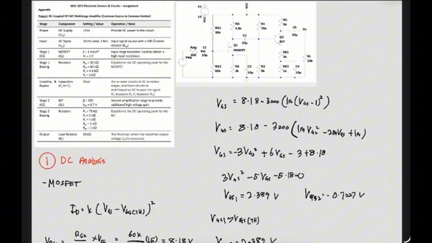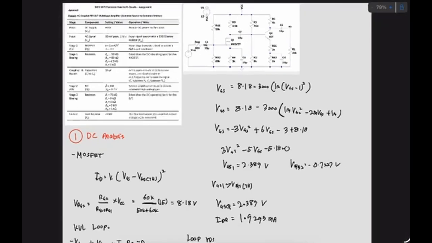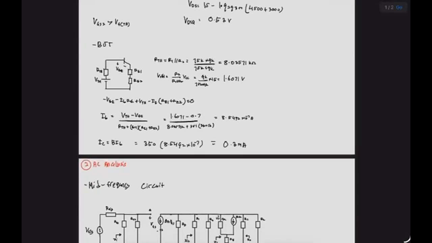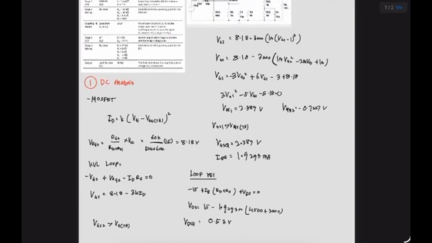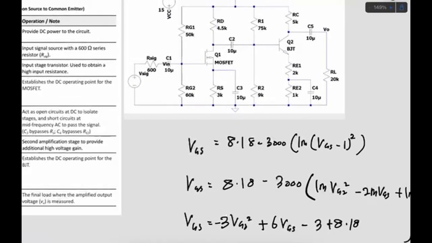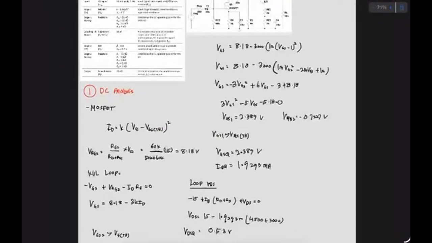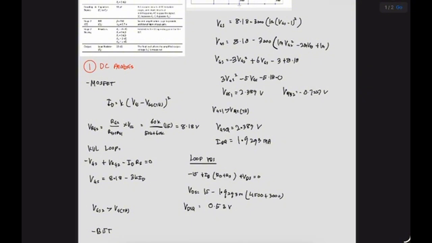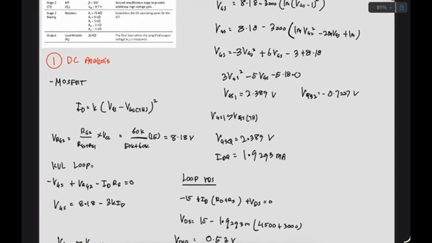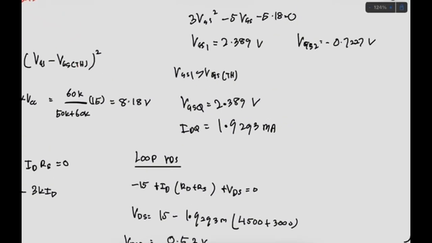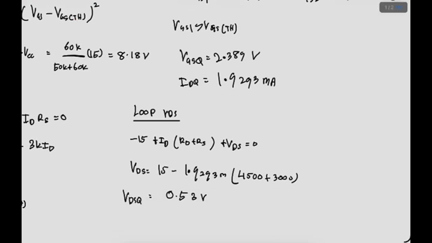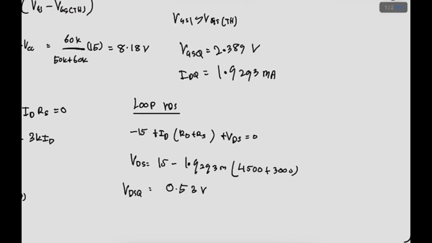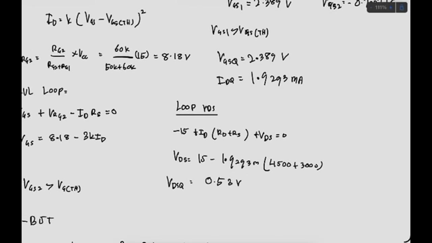Assalamualaikum. So next we go to the calculation, where we have two parts, which are the DC analysis and the AC analysis. For DC analysis, we also need to do both parts, the MOSFET and the BJT. For the MOSFET, we need to find the operating point, which is the VGSQ, IDQ, and the VDSQ, where we use the formula and the KVL loop. Here we get the VGSQ and IDQ, the values are here, and for the VDSQ we also use the KVL loop, and here is the answer.